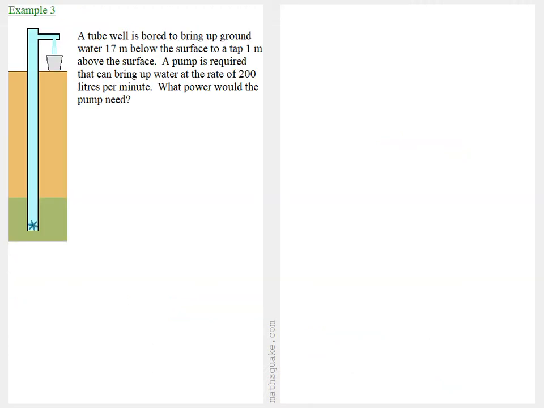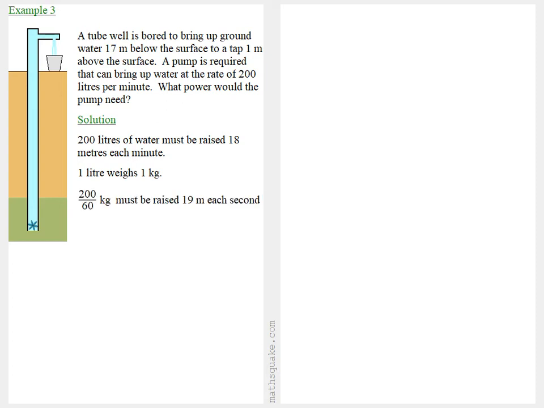In example 3, we're told a tube well is bored to bring up groundwater 17 meters below the surface to a tap 1 meter above the surface. A pump is required that can bring up water at the rate of 200 litres per minute. What power would the pump need? Well, to solve this, 200 litres of water must be raised 18 metres each minute. A litre of water weighs 1 kilogram.